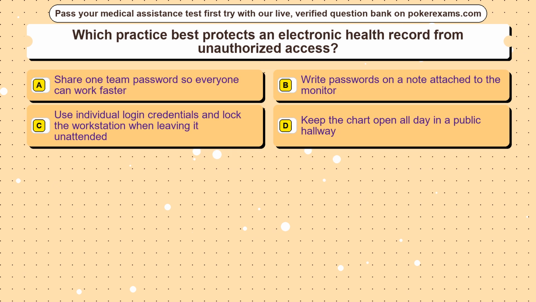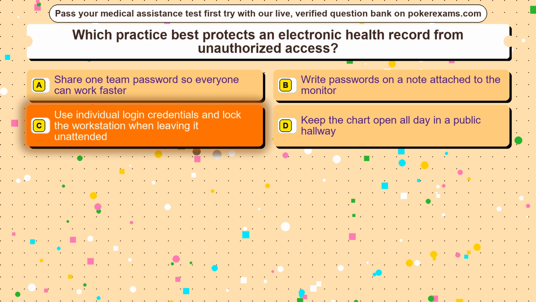Question 77. Which practice best protects an electronic health record from unauthorized access? Option A, share one team password so everyone can work faster. Option B, write passwords on a note attached to the monitor. Option C, use individual login credentials and lock the workstation when leaving it unattended. Option D, keep the chart open all day in a public hallway.